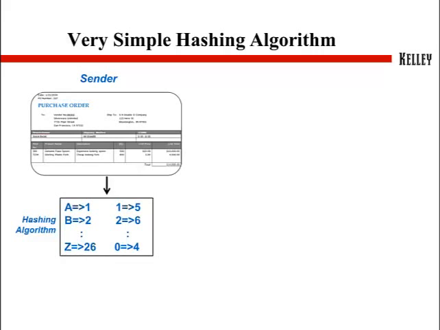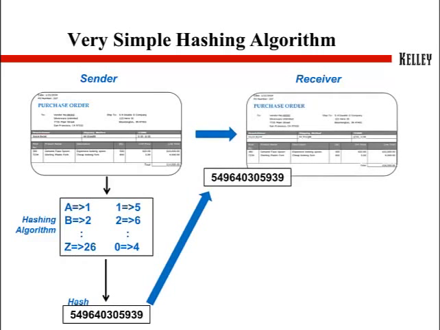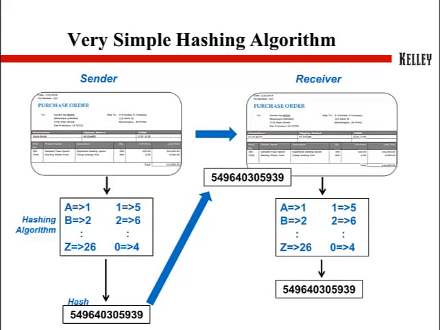We end up with a bunch of numbers, we add them up, and we calculate 549640305939. So I would transmit my purchase order file along with this hash file that I newly created to the company computer. The company computer would take the same hashing algorithm that I created and come up with its own hash. If its hash matches my hash, then it can be assumed that the file was transmitted and received without any problems.